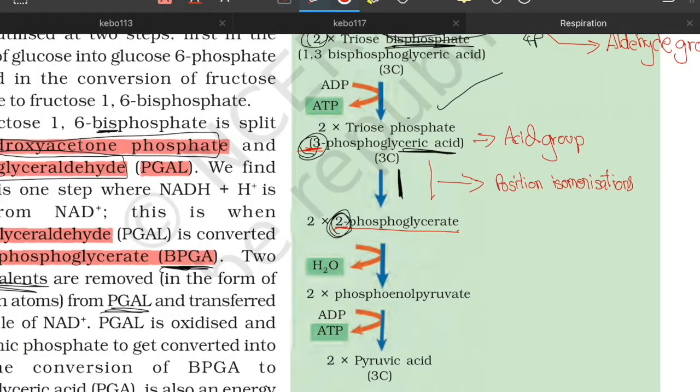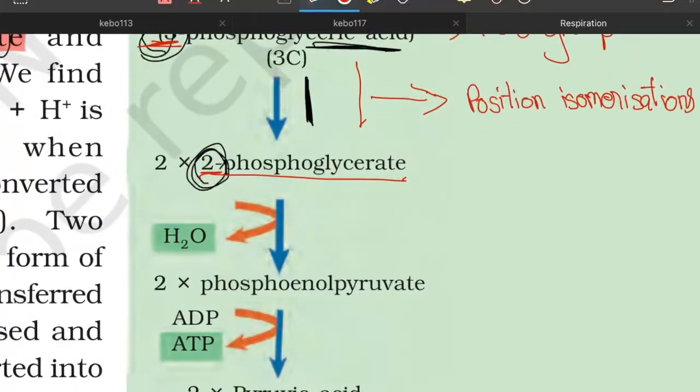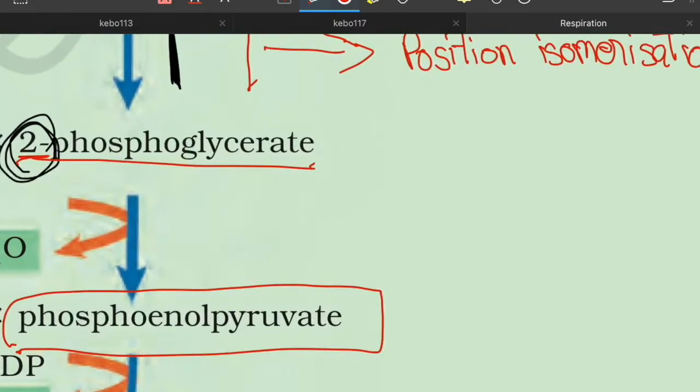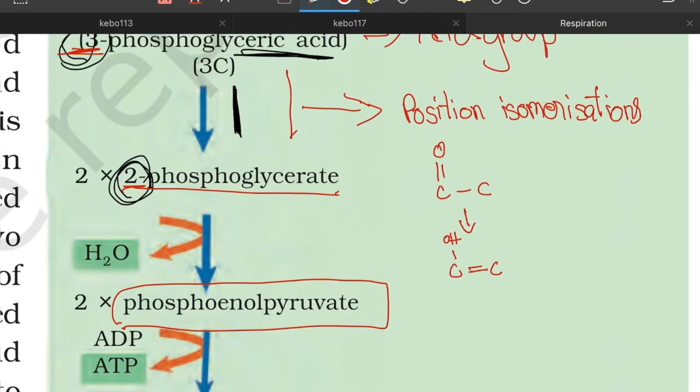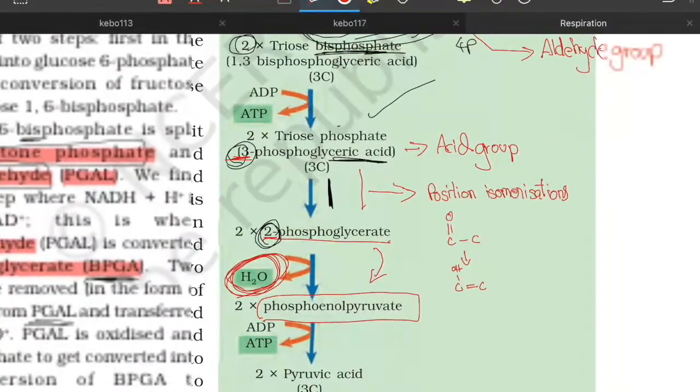After this isomerization, after this phosphate shifting has taken place, what happens? We are converting into phosphoenol pyruvate. What is an enol group? If there is a double bond between C and another C, with an OH on it, that is an alkene plus alcohol, called an enol group. So phosphoglycerate is enolized along with the release of water. From the acid group, water is removed, and after that phosphoenol pyruvate is formed.